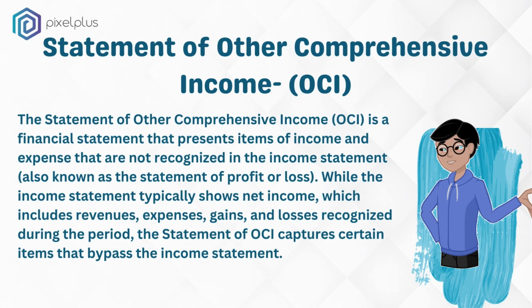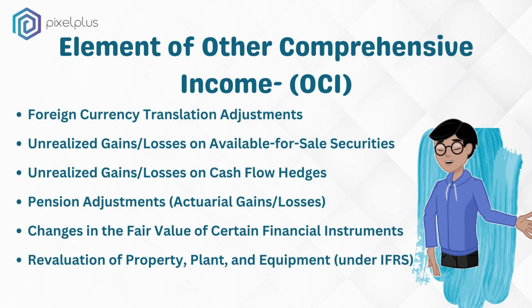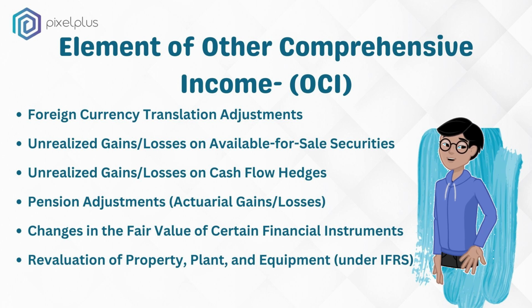This is the last thing in today's class, that is, the elements of other comprehensive income. What are the elements of other comprehensive income? The first one is the foreign currency translation adjustment.